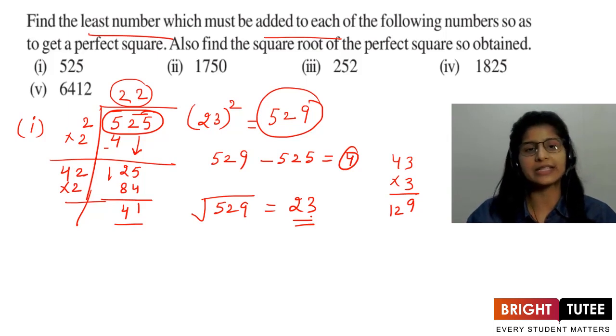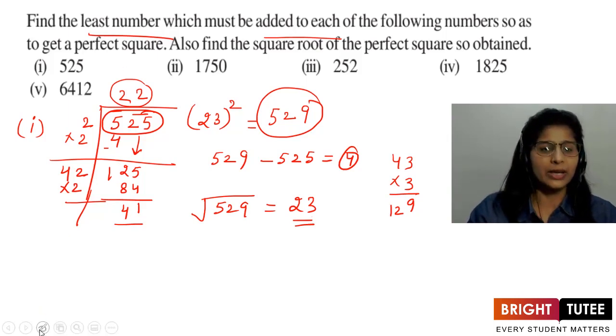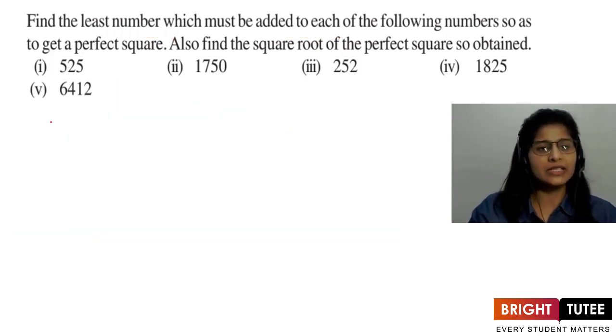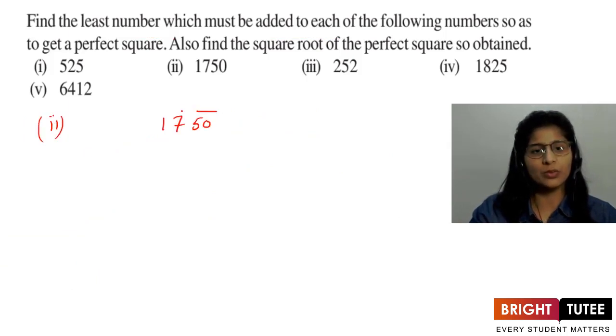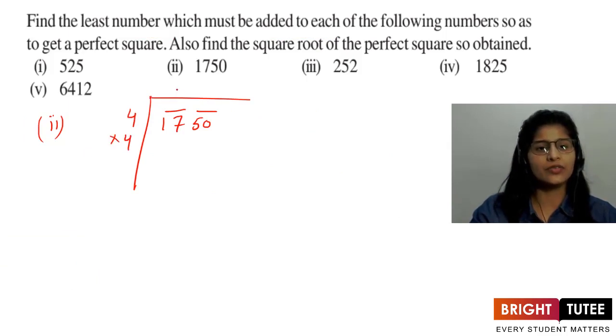Let's try the second one, that is 1750. Let us place the bars from the rightmost side like this. So we'll try with 4 first. 4 4s are 16. Subtracting it we get 1 and we are going to copy down 50.